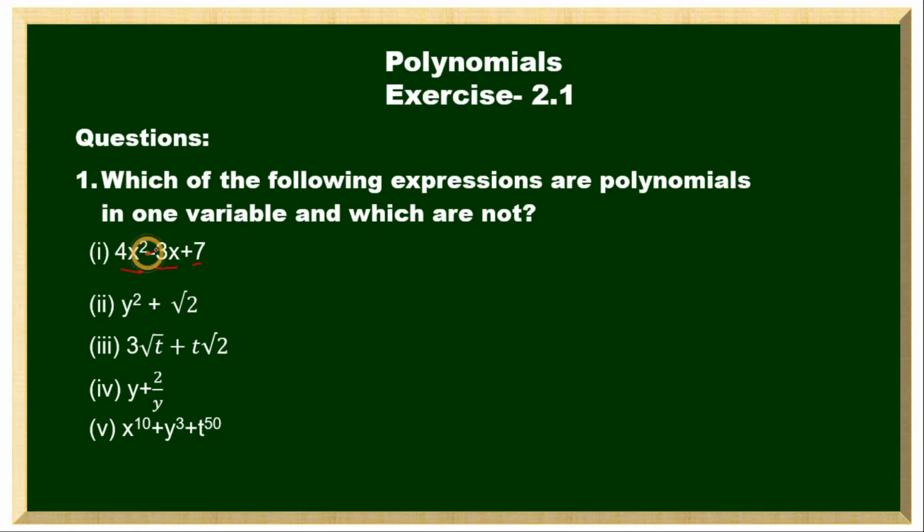The degree of the first term is 2 and the degree of the second term is 1. The degree of the constant is 0. So 2, 1 and 0 belong to whole numbers. So the given expression is a polynomial. It is having only one variable, so it's a polynomial in one variable.